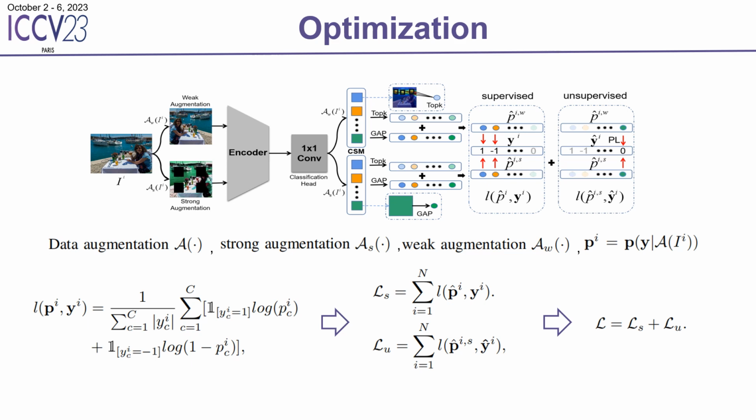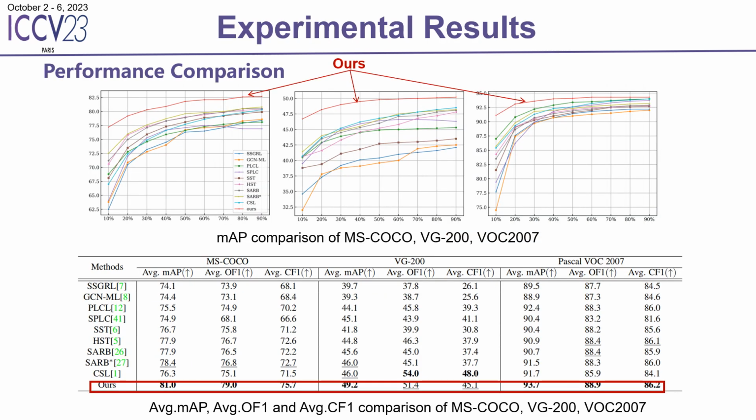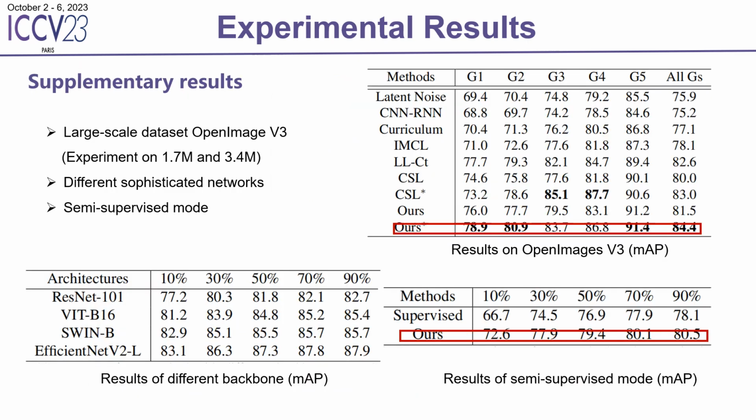This is an overall optimization of the model. Our method achieves state-of-the-art results on different datasets and different metrics. Meanwhile, we explore more modes and backbones, even large-scale datasets. Our method achieves very good results.